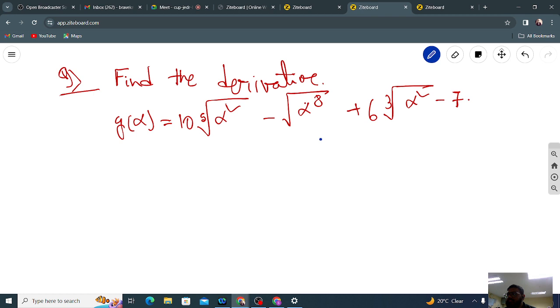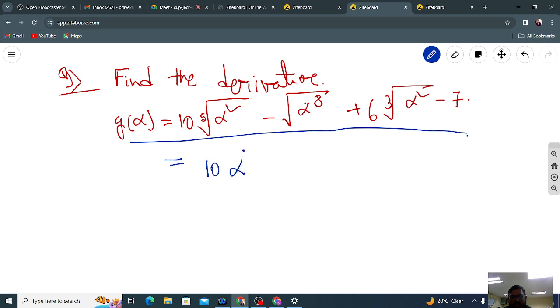Just let me solve it. G of alpha is this. So we just simplify it first. That is 10 of alpha to the power 2 by 5 minus alpha to the power 4 plus 6 of alpha to the power 2 by 3 minus 7.